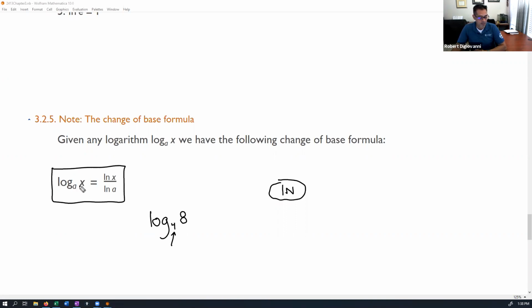But this change of base formula is a way that you can find the log of anything using your calculator. So if you have log base a of x, according to this formula, this would become the natural log of 8 divided by the natural log of 4. Then you can use your calculator. That's why your calculator only has one key, because you only need one key to do all logarithms. So that's an important formula from college algebra. Just make sure you're aware of that.